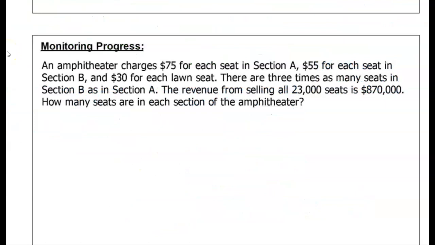Okay, on this one, we're going to let x be the number of seats in section A. We're going to let y be the number of seats in B, and we're going to let z be the number of seats on the lawn.